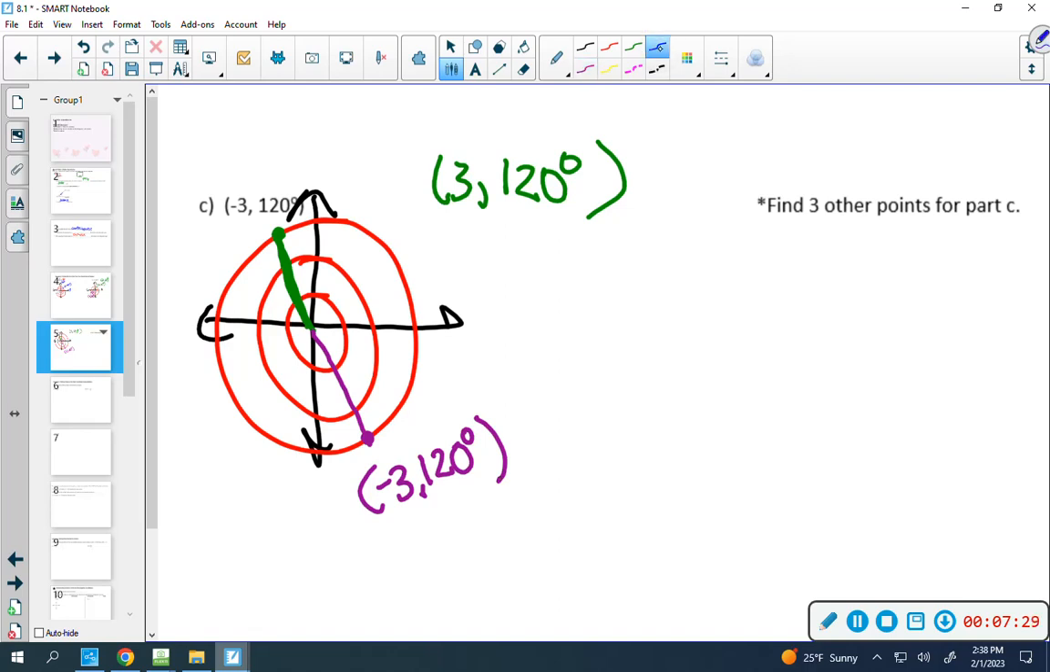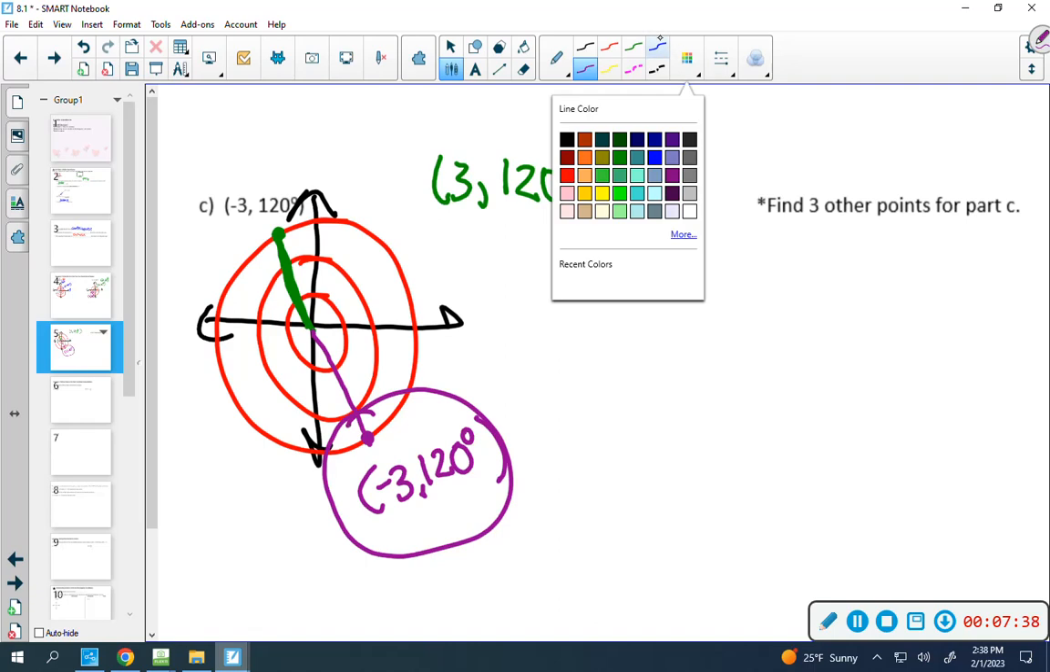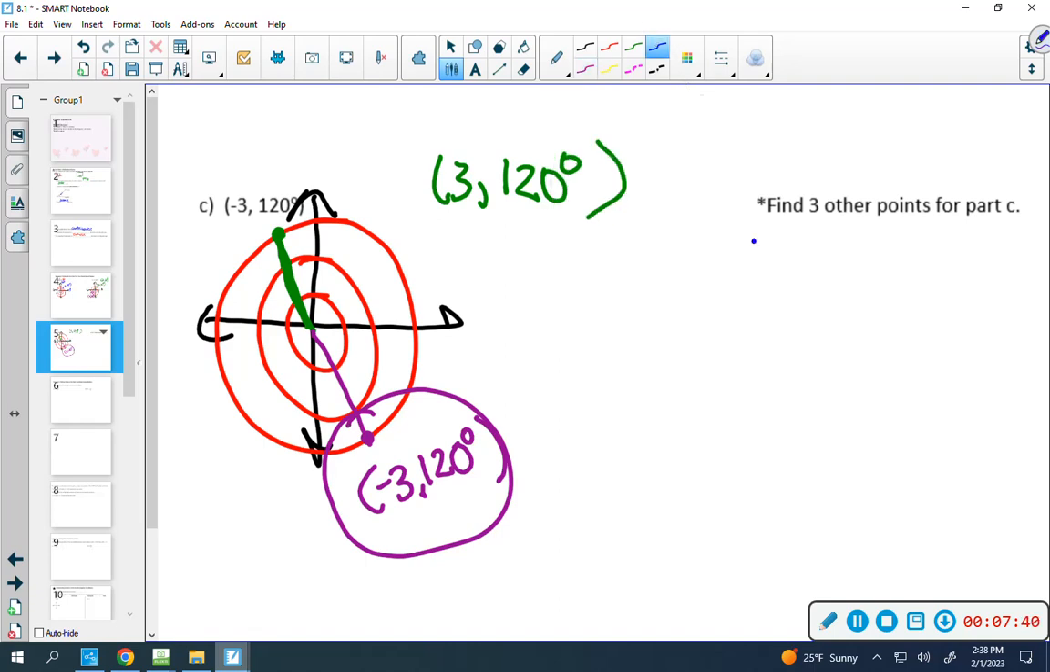Find 3 other points for part C. Okay, that's my answer. So what they're asking is what are 3 other ways you could get to that point. Remember, we could use negative angles. If I rotate negative 60 degrees, that would get me there. So I could do positive 3, negative 60. That would be one way to go.